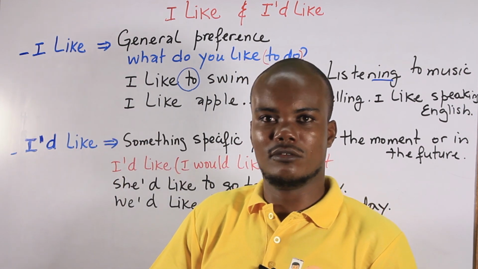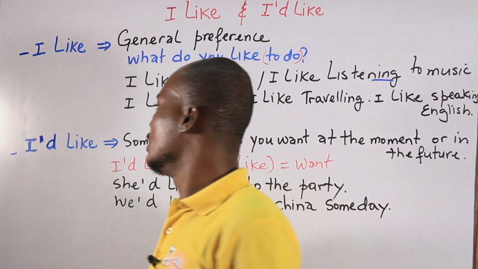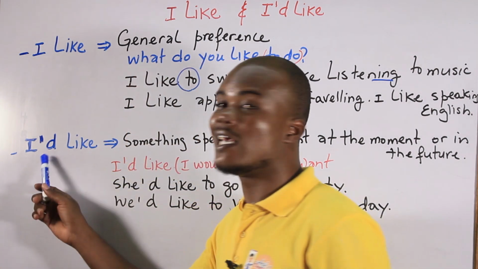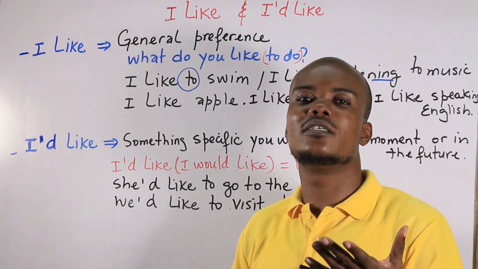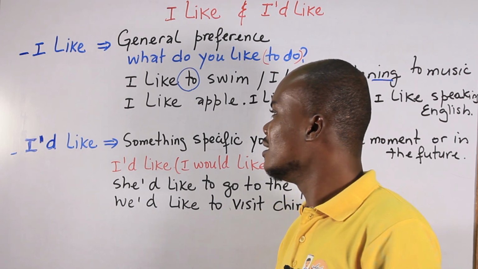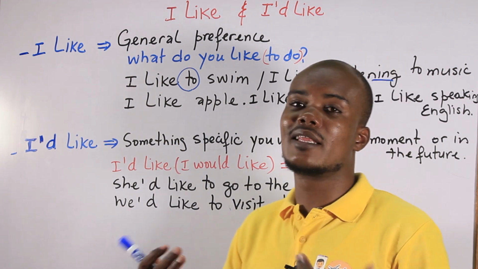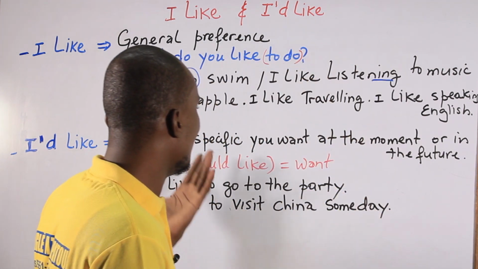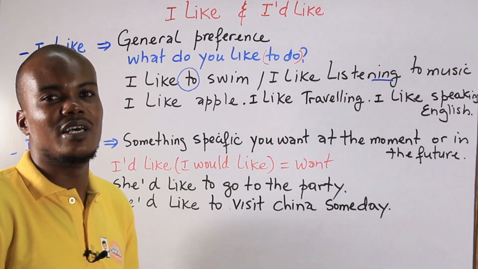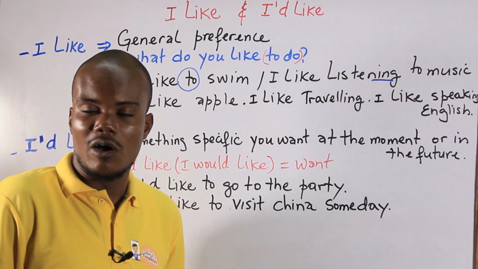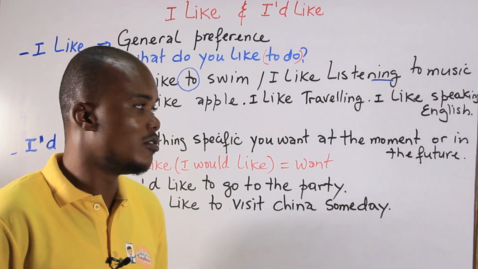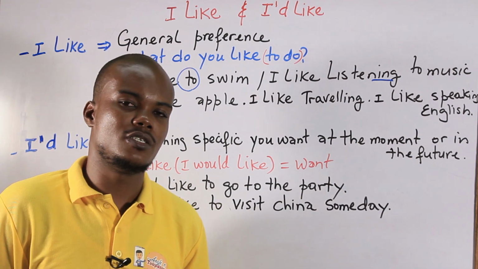Is it clear? Yes, it's clear. Secondly, it's I'd like. I'd like, as when you are talking about something specific you want at the moment or now, when I'm talking now or in the future.